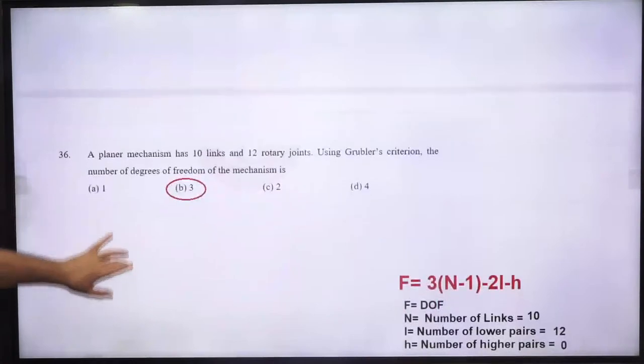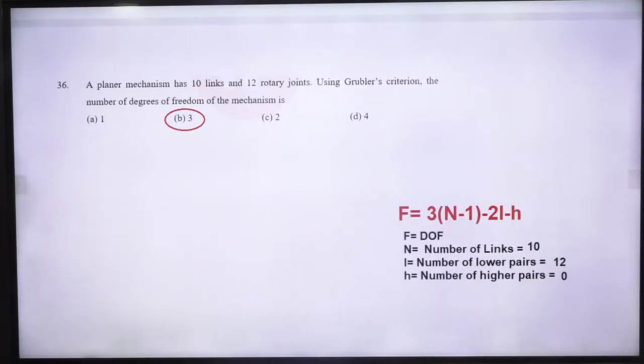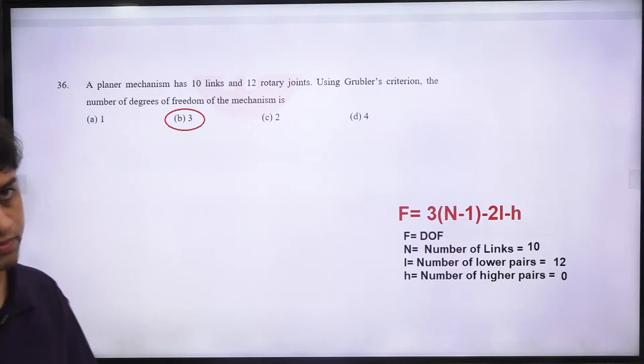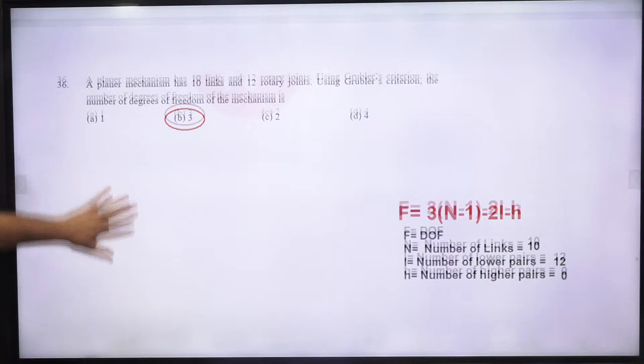So you know the formula, right? We have done this formula now. A planar mechanism, which is having 10 links and 12 rotary joints. So using Grubler criteria, degrees of freedom can be obtained like this. Right? Okay.